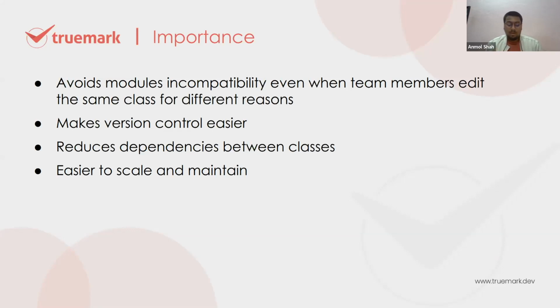Because our responsibilities have been defined clearly, it also makes our version control easier, because it is easier to manage our merge requests, or pull requests for that matter. It also helps us to reduce our dependencies between the classes, and to scale our classes and maintain our code base.